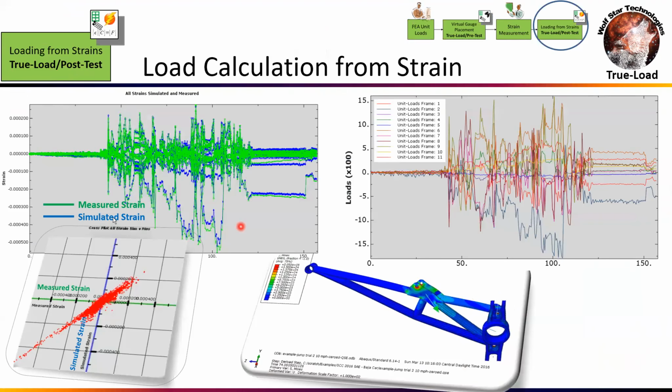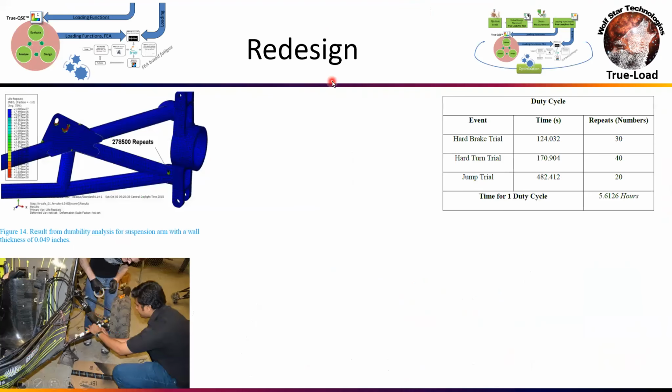Now what they wanted to do was really go off and do a redesign on their arm. So they made up a duty cycle here. They said they've got 30 hard brakes, 40 hard turns, 20 jumps in a proving ground. That's 5.6 hours of time. So when they ran their first design through FE-Safe, it was saying you've got 278,000 repeats until you start having failure, and that's just way too much. They were overdesigned here.